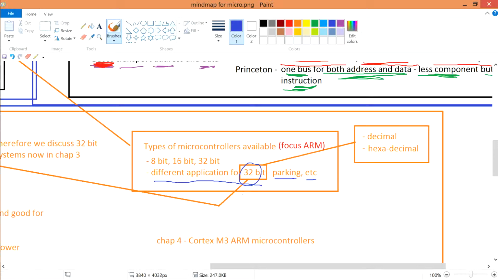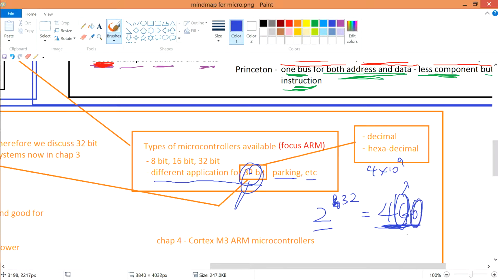Ta-da! What is 32-bit? 32-bit means 2 to the power of 32, just as 8-bit is 2 to the power of 8. And if that's the case, then how much is it? It is 4 gig. Your 4 gig phone or your 4 gig storage data or whatever. Giga means 10 to the power of 9, I think.